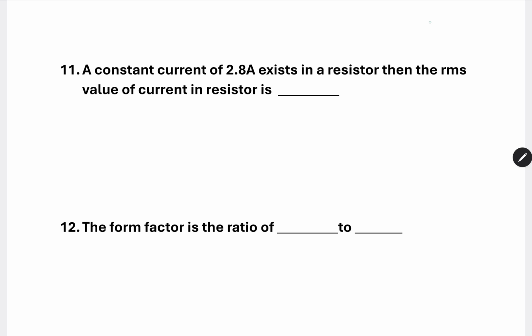Next question. Question number 11. A constant current of 2.8 ampere exists in a resistor. Then what is the RMS value of the current in the resistor? Here it is mentioned that this 2.8 amperes is a constant current. For a constant current, the RMS value is also the constant current. So the RMS value of the current is 2.8 amperes only.